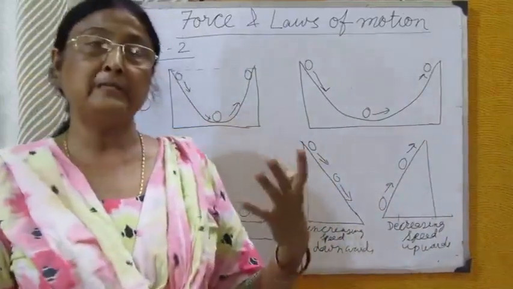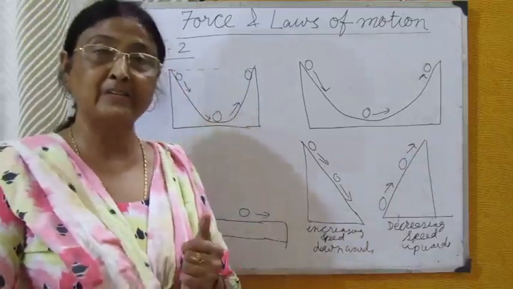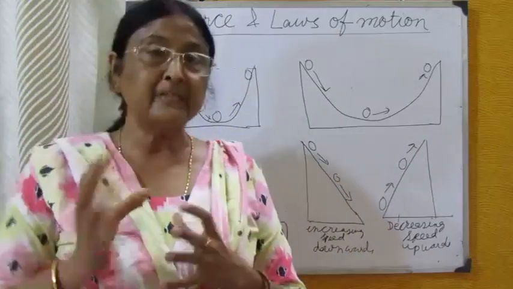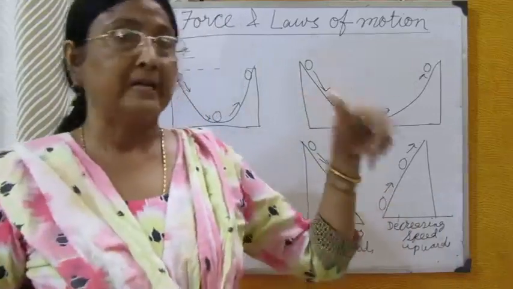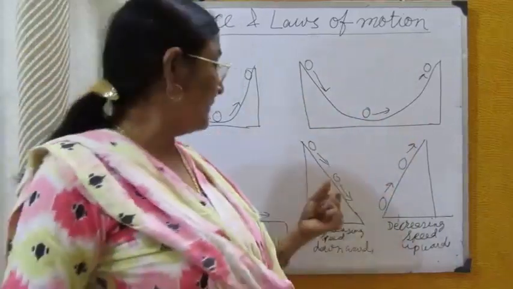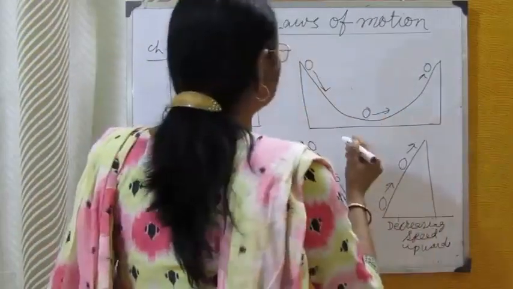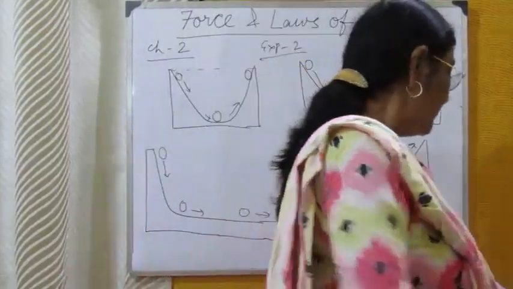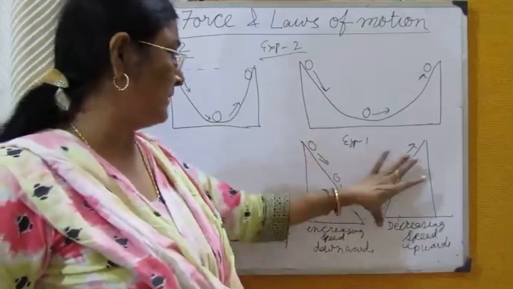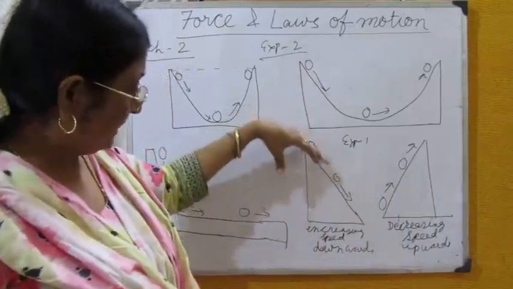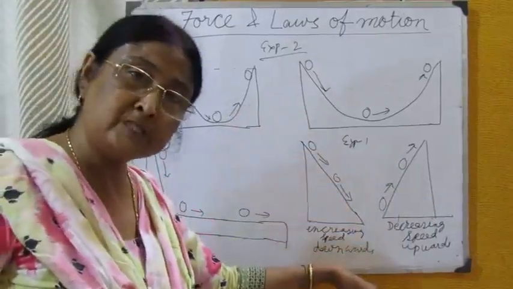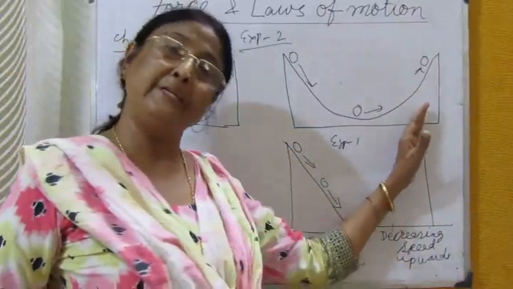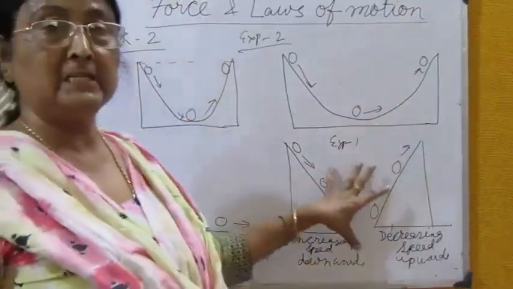But this wrong conception was rectified by another famous scientist, Galileo. To rectify Aristotle's conception, Galileo did some experiments. This is experiment number 1 and experiment number 2. He took an inclined plane. When he dropped a ball, its speed increased going downwards. When he threw the ball upwards, he found that the speed of the ball decreased going upwards. This was his first experiment.